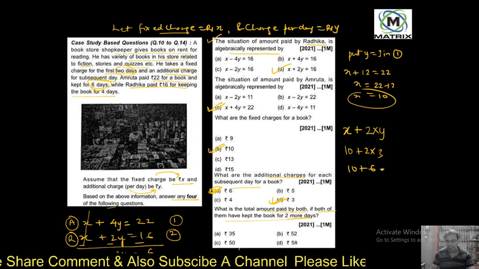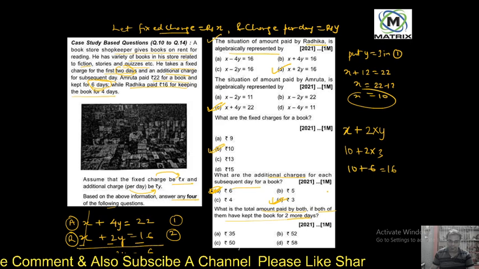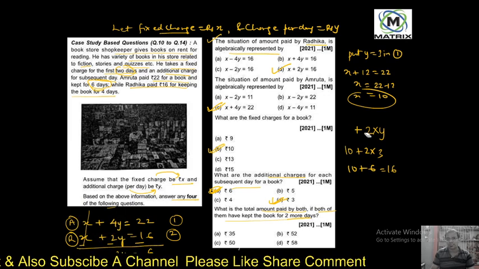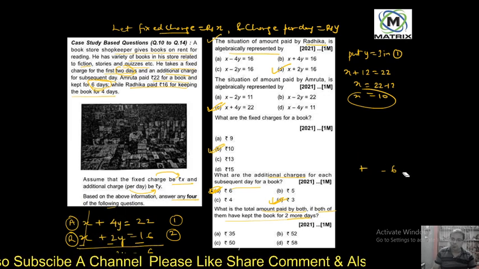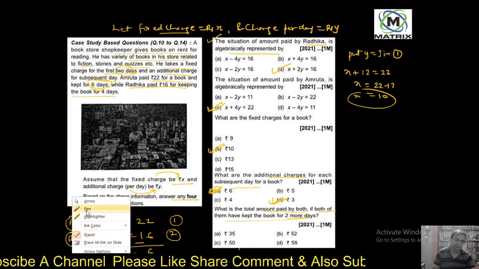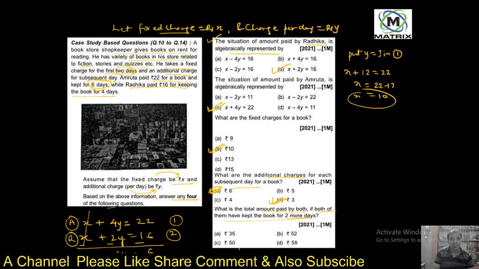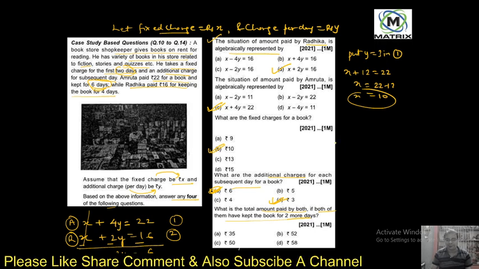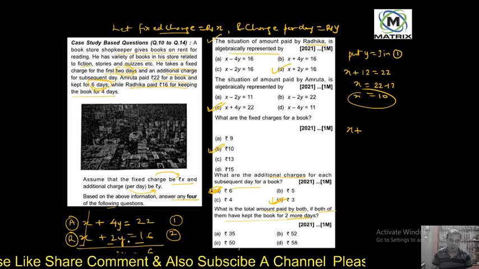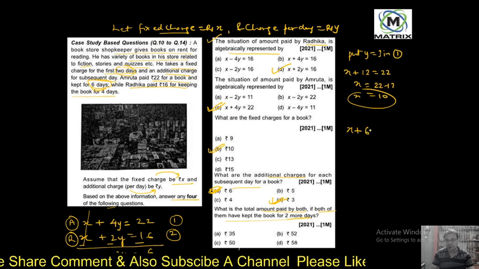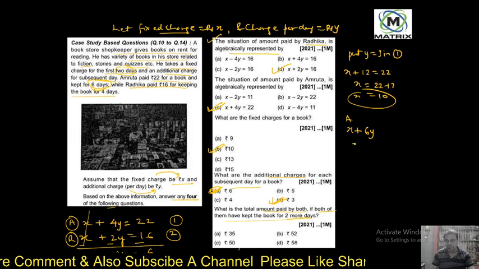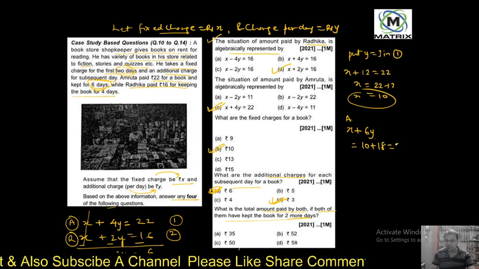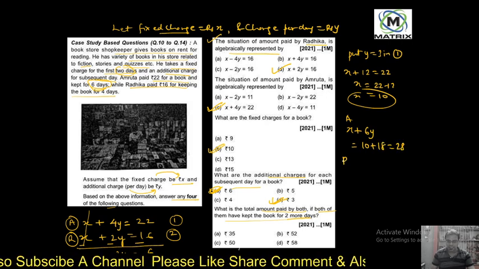What is the total amount paid by both? We have to make it according to the question only. Amruta paid for the book for 6 days. If 2 more extra days, then x plus 4y becomes 6y. So Amruta has paid, x is 10 and 6 times 3 is 18, so Amruta paid 28.